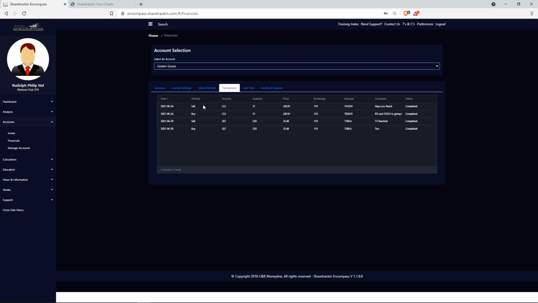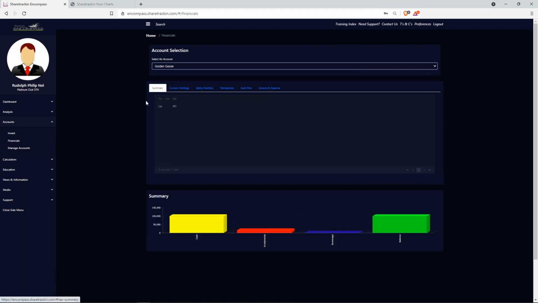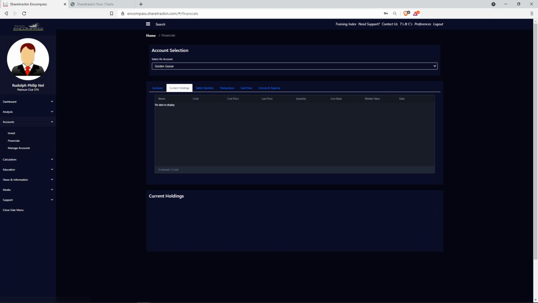So there we go, there's my transactions. I've got CLS over there and CLS over there. There's my 31 that I bought and there's a 31 that I sold. So this is your bookkeeper. You just select the account that you bought on. There's a summary for everything basically that you've done. The current holdings, currently we don't have anything because we sold the shares.